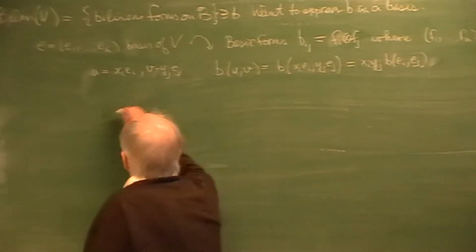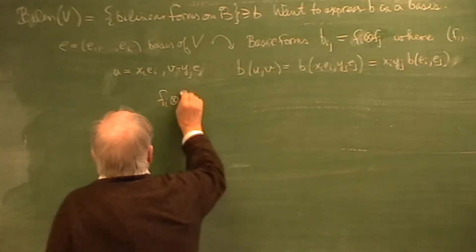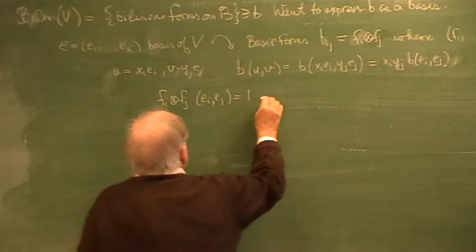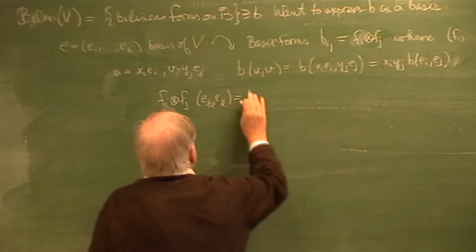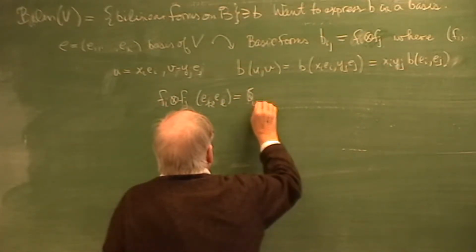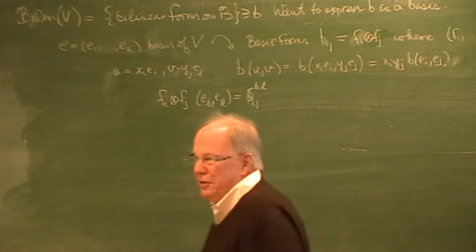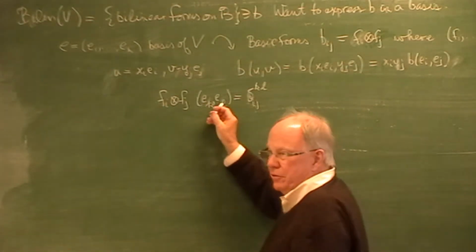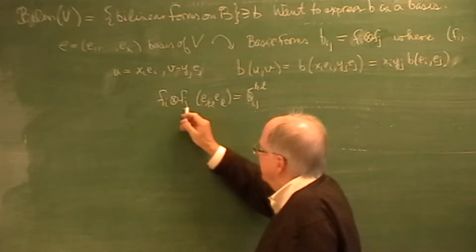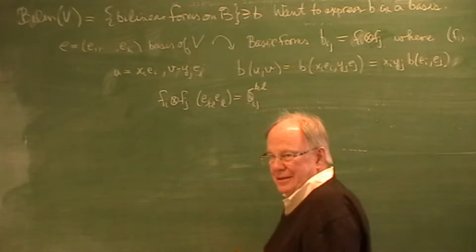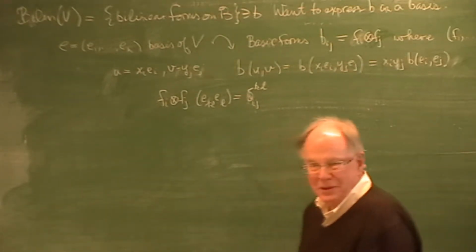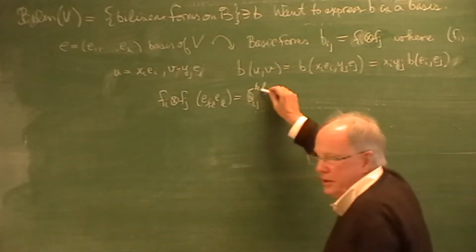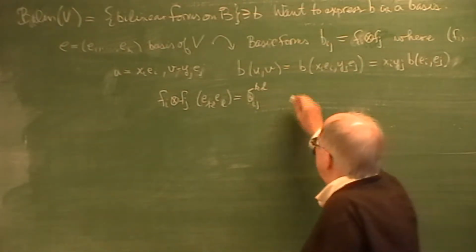And so we define F_i tensor F_j of E_k, E_l to be delta_ij,kl. You have to get used to this terrible physics thing. You guys in physics make me crazy. So this thing is only 1 or 0, but it's 1 when you have i equal to k and j equal to l. That's the usual notation.